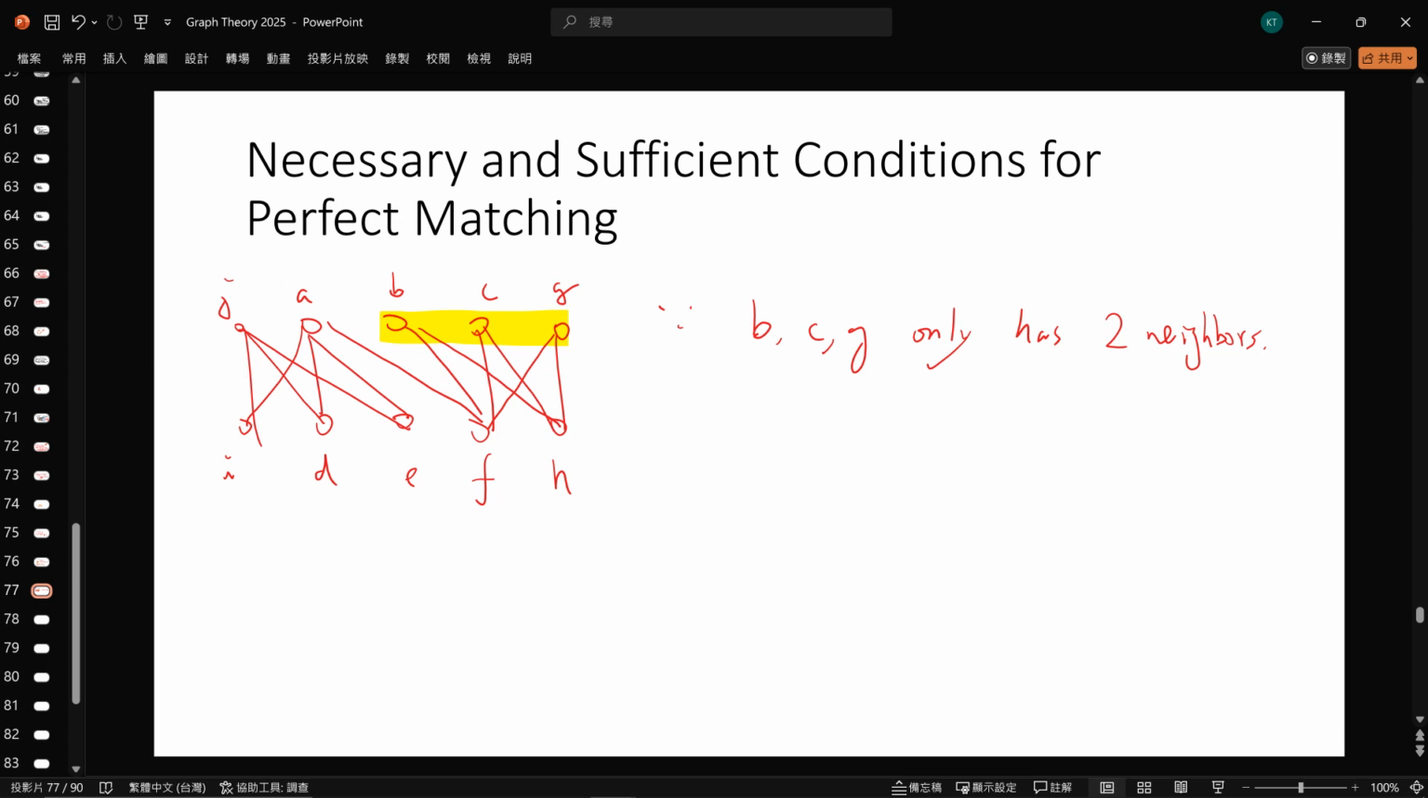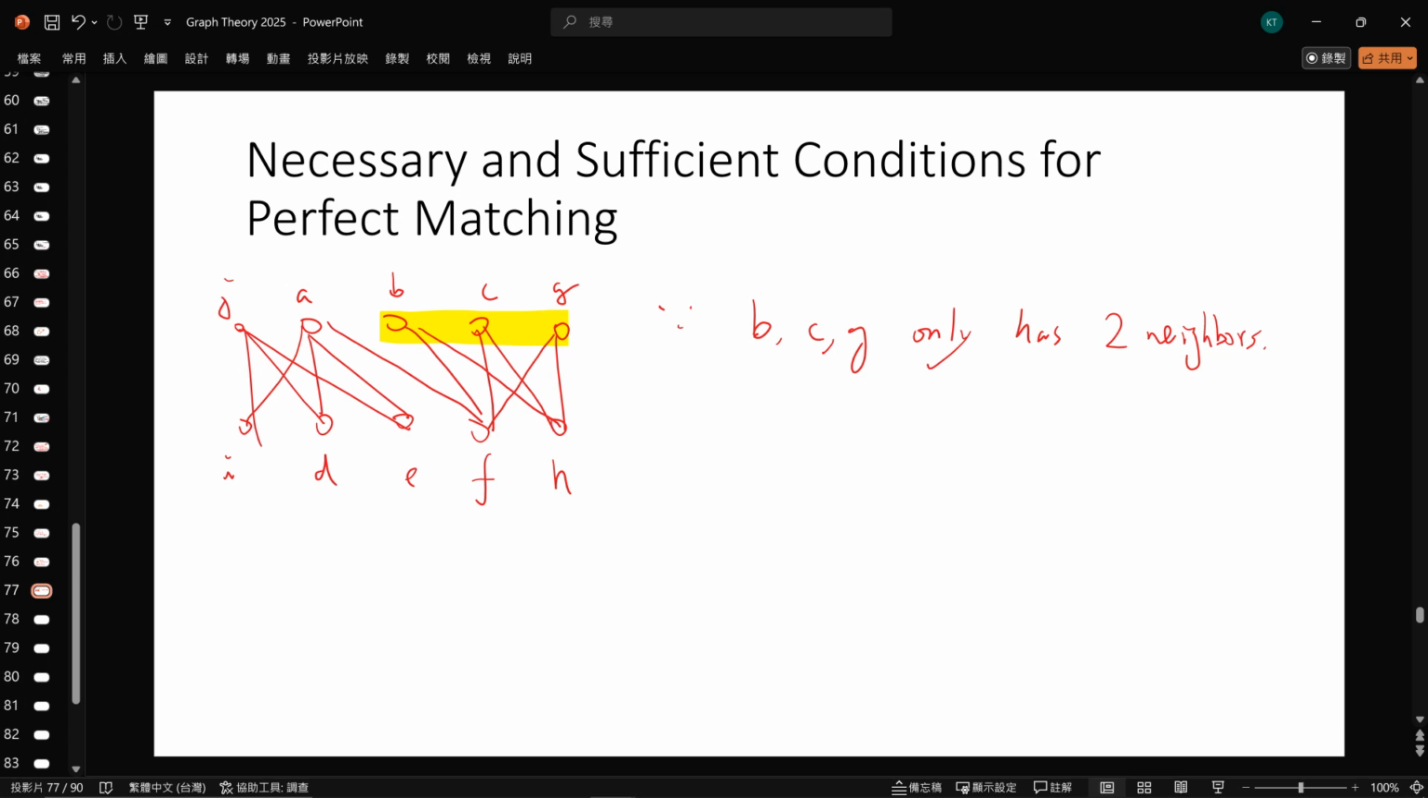The special property about this set is that the number of its neighbors is less than the size of the set. In this case, the size of the set is 3, while the number of neighbors is only 2. But in order to saturate 3 different vertices, you have to have at least 3 neighbors. So this shows that we cannot have a perfect matching in this graph.